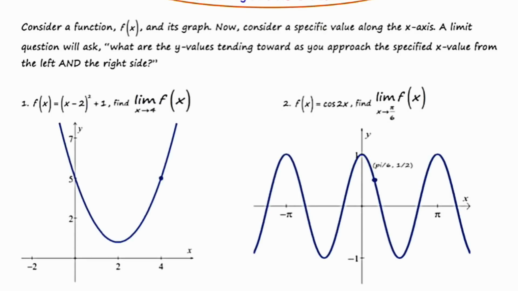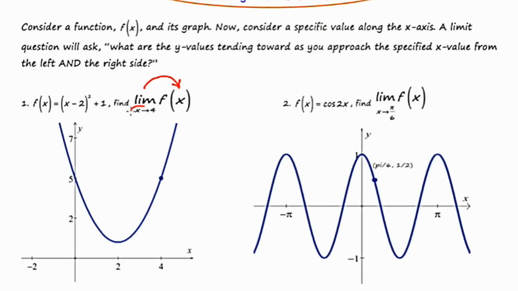Let's take a look. In example 1, we're given a function f of x equals (x minus 2) squared plus 1. From pre-calculus or algebra 2, you should know that this is a parabola that is shifted 2 units to the right and 1 unit up. This question says find the limit of that parabola, or the limit of f of x, as x approaches 4.